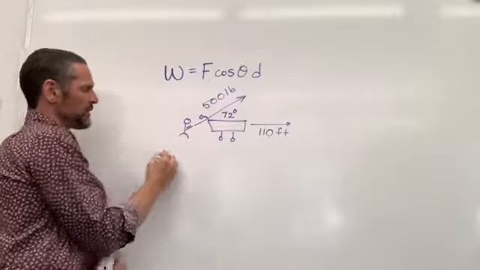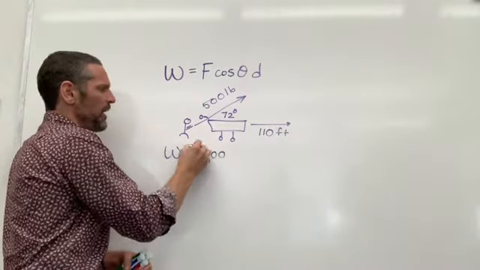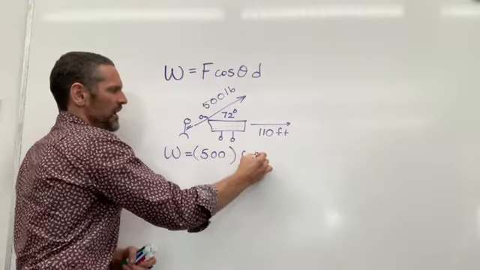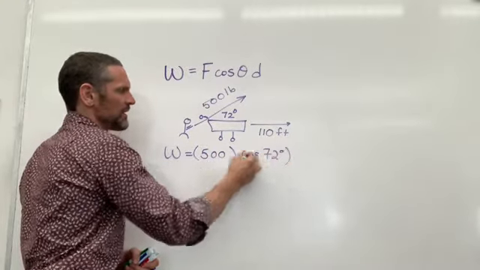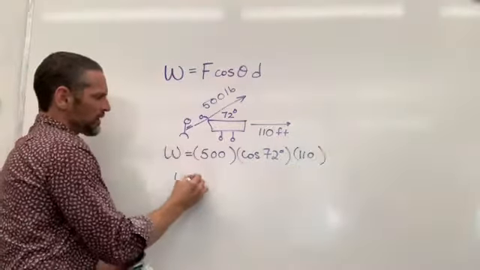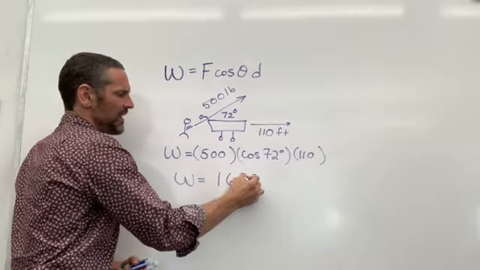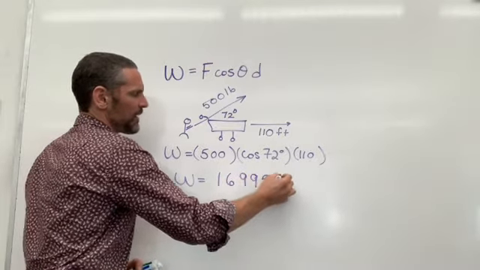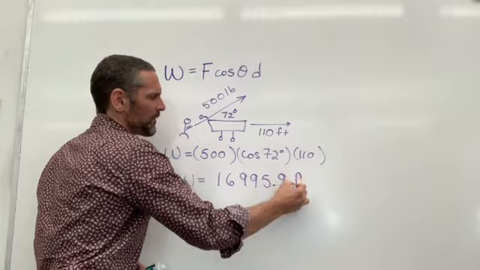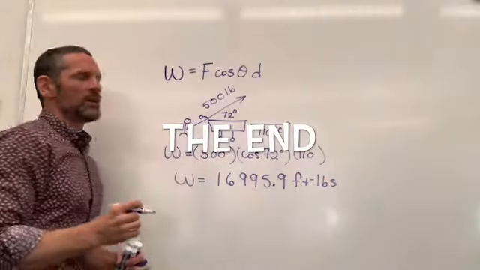Well, if I substitute into this formula, then work is equal to 500 pounds times cosine of 72 degrees times 110 feet. And the work done will be 16995.9 foot-pounds. The other option for that would be Newton meters.